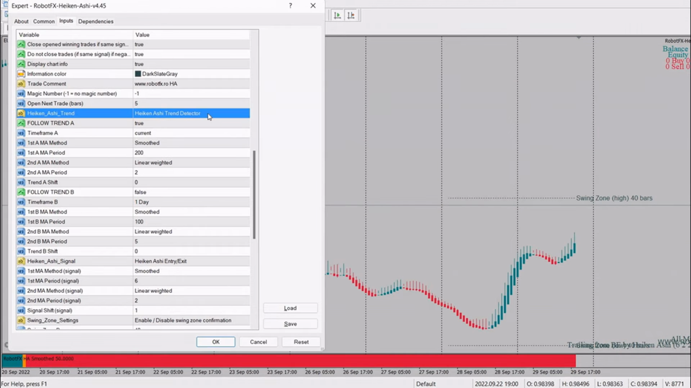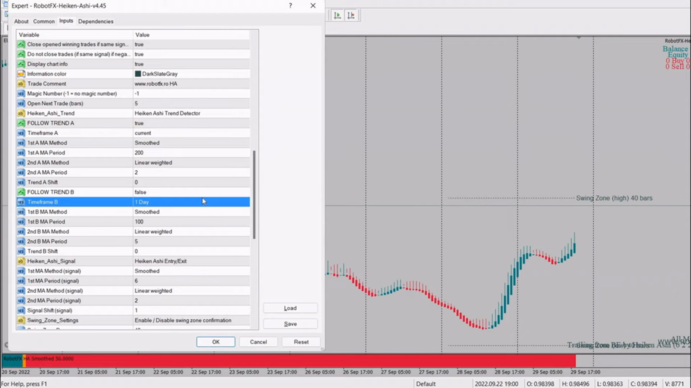Next in the expert advisor settings, and one day later after I started to shoot this video, we have the option to determine the trend. We have talked about this before. Let's do it again very fast. The expert advisor can determine the trend on either the current chart or a higher time frame if the traders want. The trend detector can also be enabled or disabled. If both the trend A and the trend B are set to false, that means the expert advisor will ignore the trend and it will trade only according to the Heiken Ashi entry and exit signals, basically the Heiken Ashi candles on the chart. It will open a sell when the candles change the color from green into red, and then a buy if they change the color from red into green.